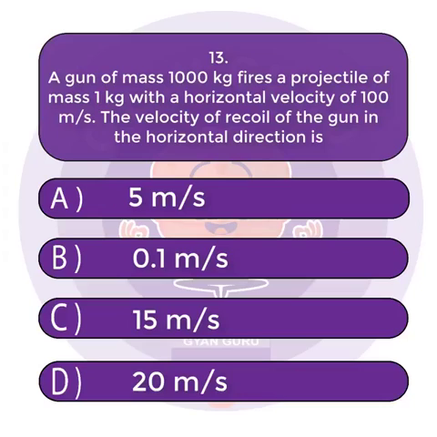Question 13. A gun of mass 1000 kilograms fires a projectile of mass 1 kilogram with a horizontal velocity of 100 m/s. The velocity of recoil of the gun in the horizontal direction is: A. 5 m/s, B. 0.1 m/s, C. 15 m/s, D. 20 m/s.